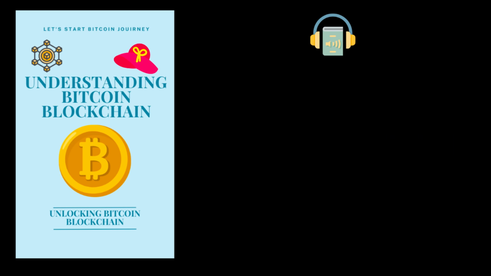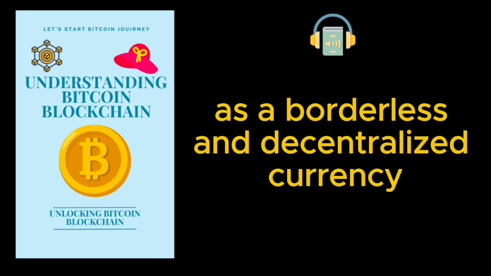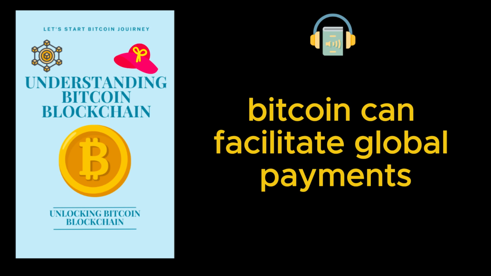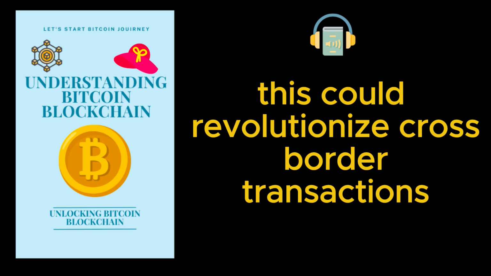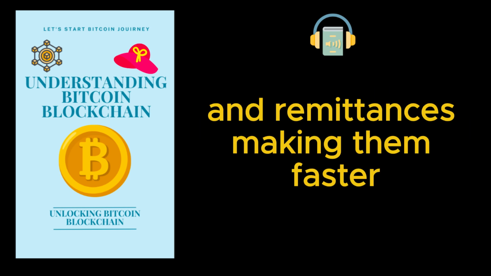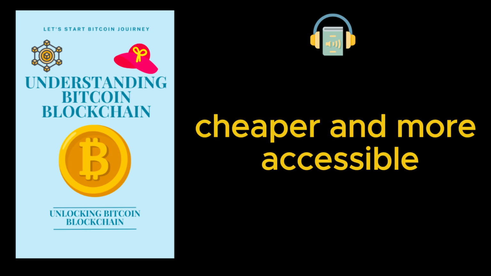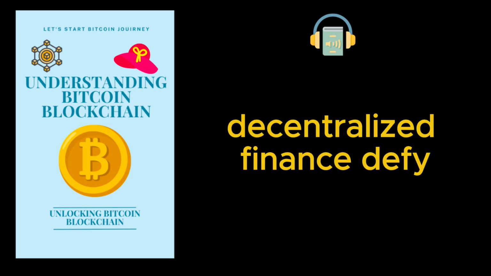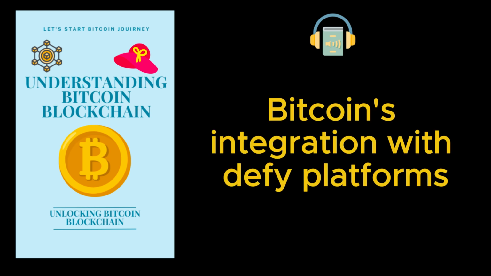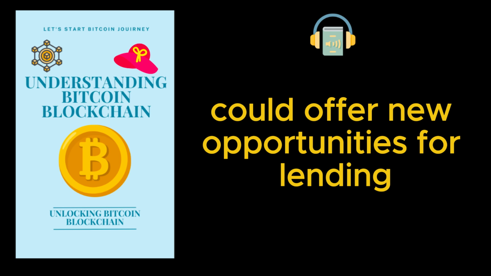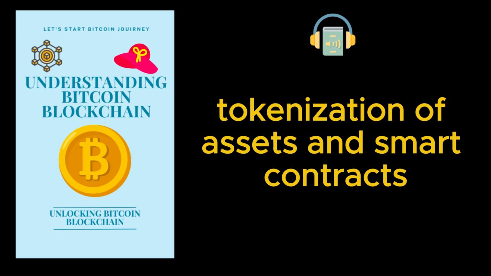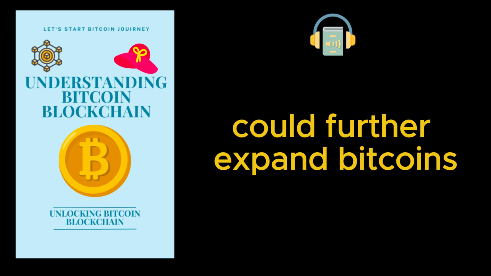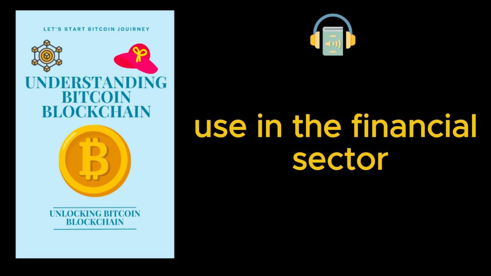Global payments. As a borderless and decentralized currency, Bitcoin can facilitate global payments without the need for intermediaries. This could revolutionize cross-border transactions and remittances, making them faster, cheaper, and more accessible. Decentralized finance, DeFi. Bitcoin's integration with DeFi platforms could offer new opportunities for lending, borrowing, and other financial services. Tokenization of assets and smart contracts could further expand Bitcoin's use in the financial sector.